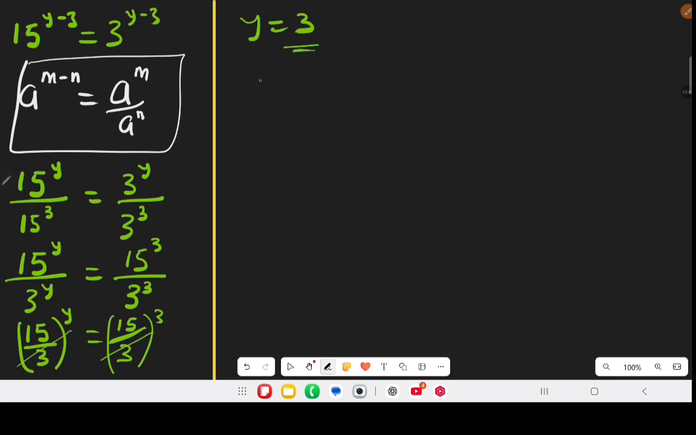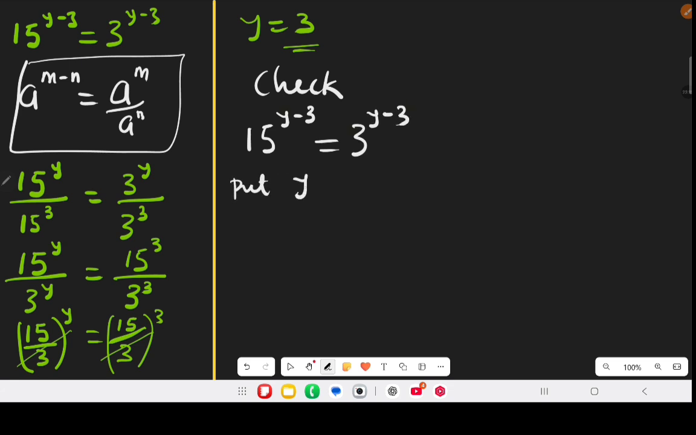Now we want to check if our answer is correct. What we do, we write the original equation, which is 15 raised to the power of y minus 3 equals to 3 raised to the power of y minus 3. We put y equals to 3. Then wherever we see y, we put 3. We have 15 raised to the power of 3 minus 3 equals to 3 raised to the power of 3 minus 3. 15 raised to the power of 3 minus 3 is 0 equals to 3 raised to the power of 3 minus 3 gives us 0.